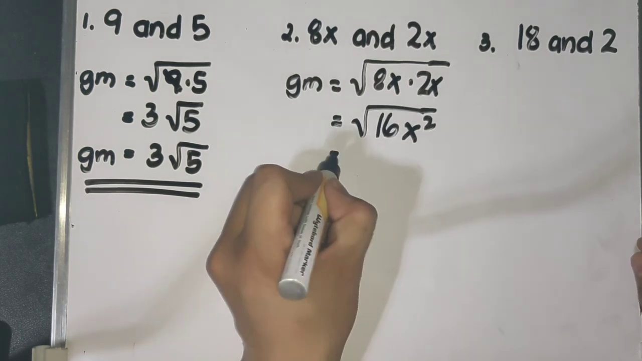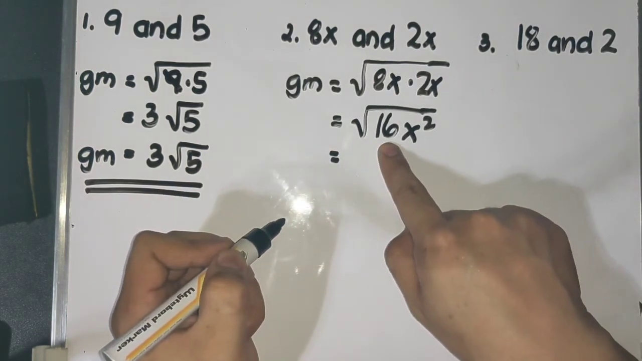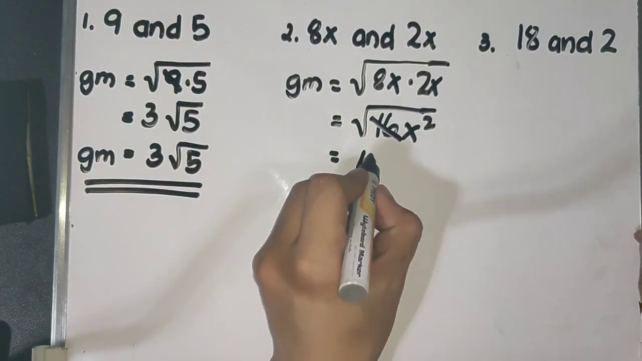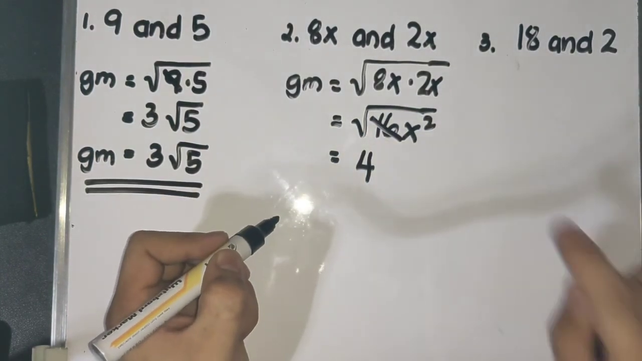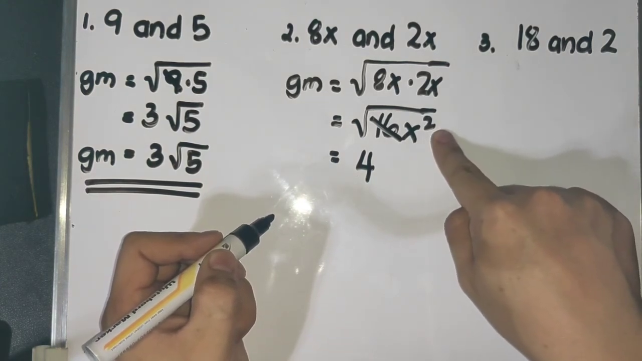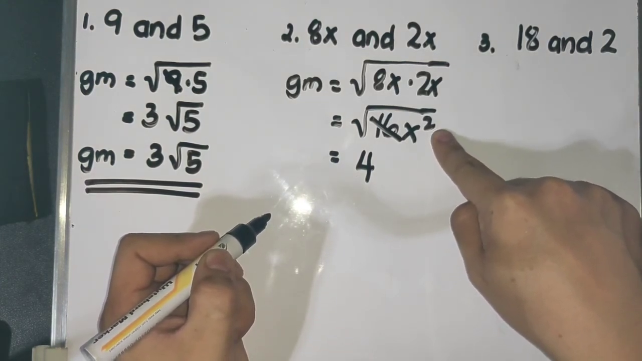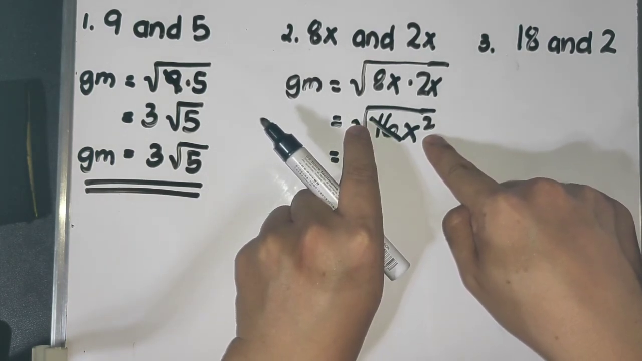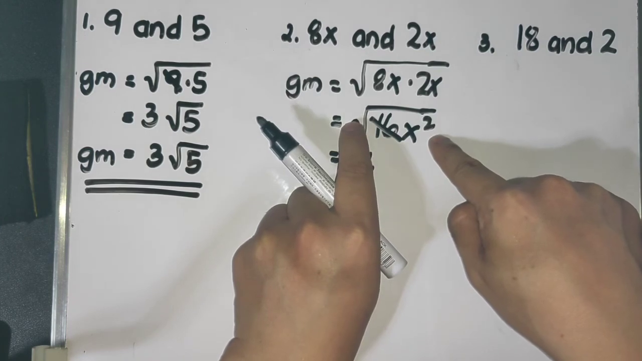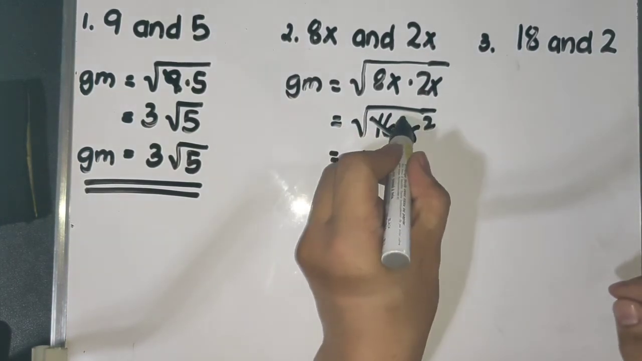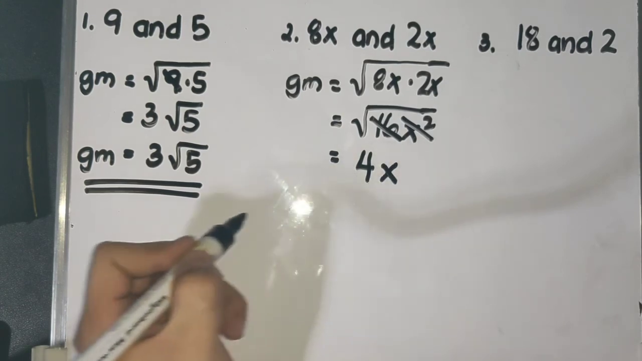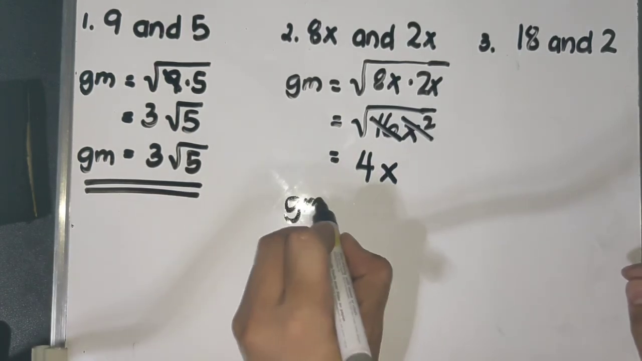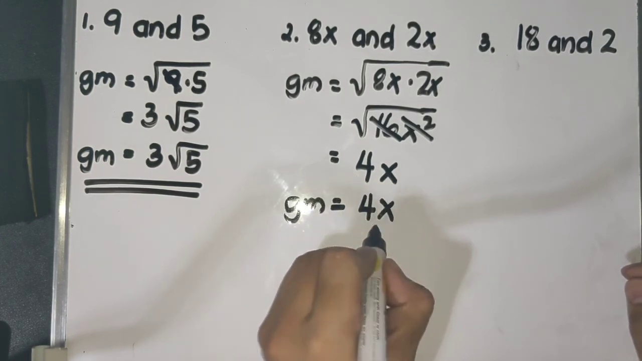Okay. Next, what is the square root of 16? 4. So, wala nang 16 sa loob. Nasa labas na yung 4. Okay? Next, anong square root ng x squared? Ano bang ginagawa natin sa exponent? Yung exponent na yun, dinidivide natin sa ating index. So, 2 divided by 2, 1. So, ilalabas natin siya. Cancel. Labas lang natin ang isang x. Okay? So, our geometric mean for number 2 is 4x.